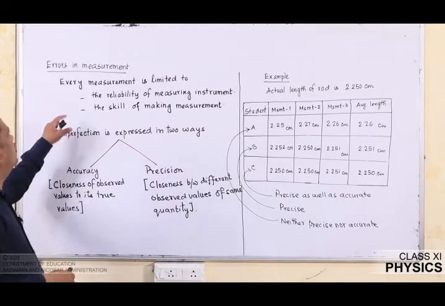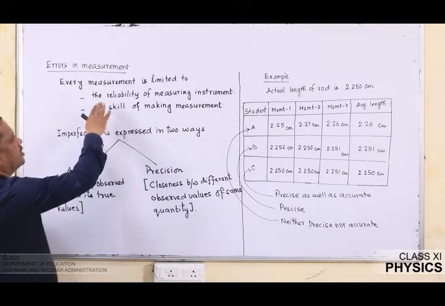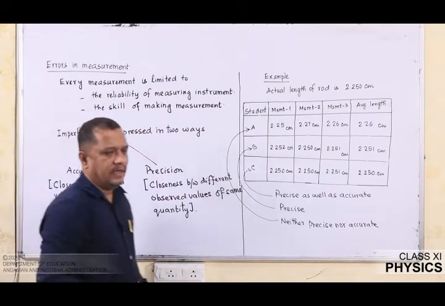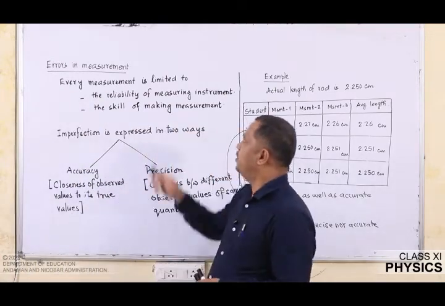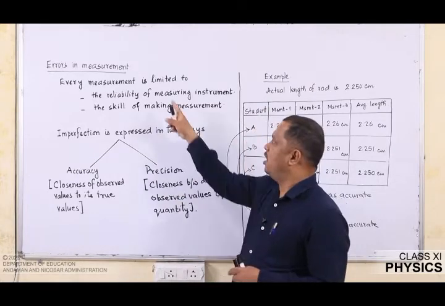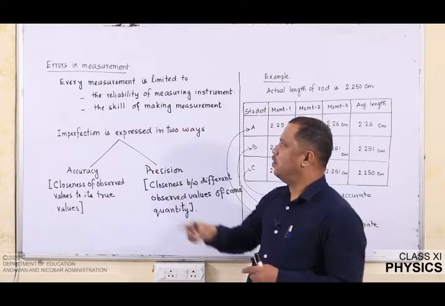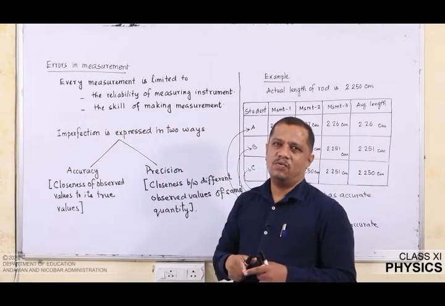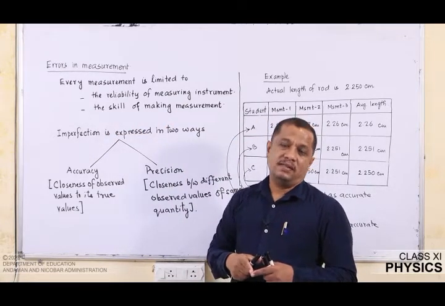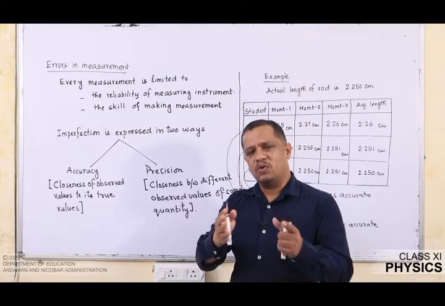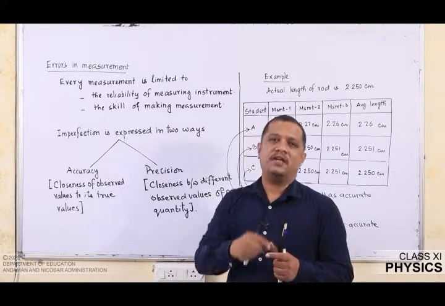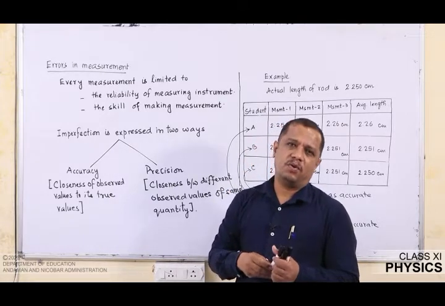When we measure any physical quantity, every measurement is limited by the reliability of the measuring instrument, and it also depends upon the skill of making the measurement. What do we mean by it? Does it mean that when we measure a physical quantity, the measurement has error? Definitely, that is the point we are trying to drive home.